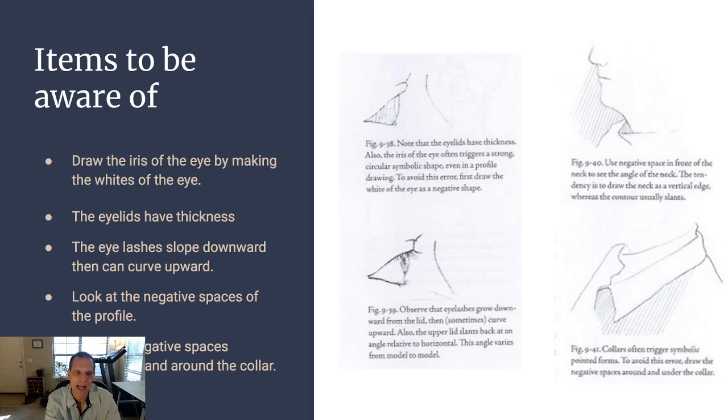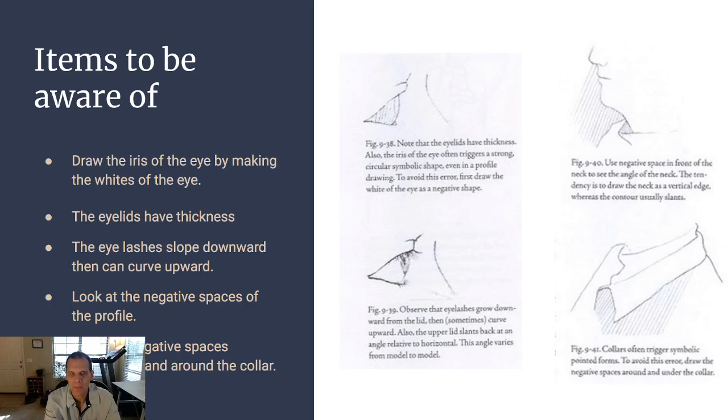The first thing to be aware of is that when drawing the eye, we've talked about this before, utilizing negative shapes will get you a 2-for-1 deal. You get one line and you get the other. When you draw a negative shape, you'll get the positive shape too.